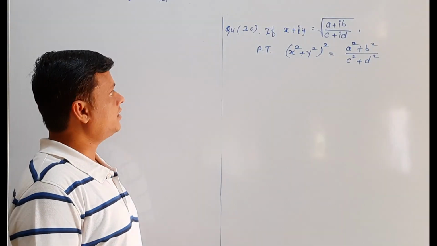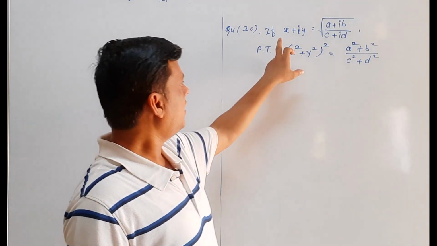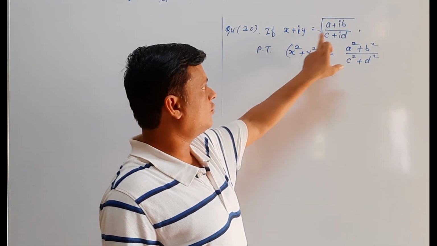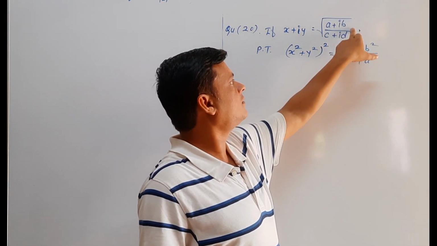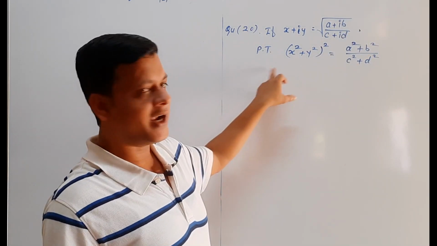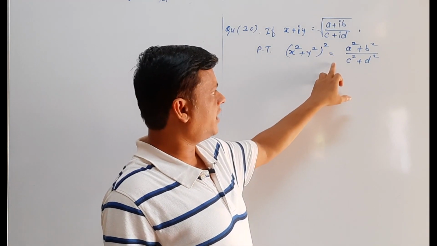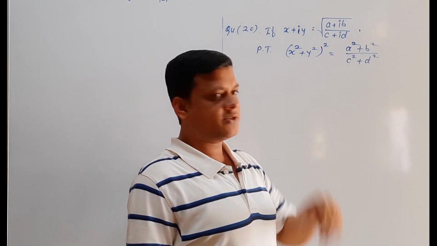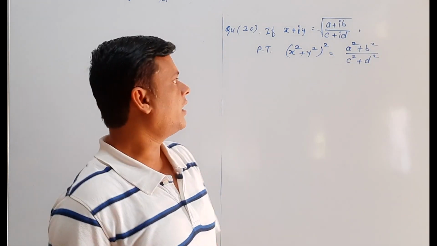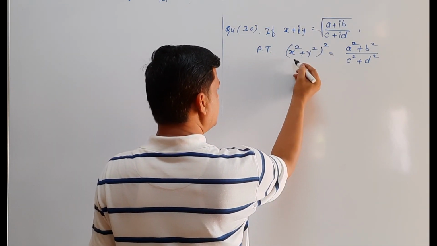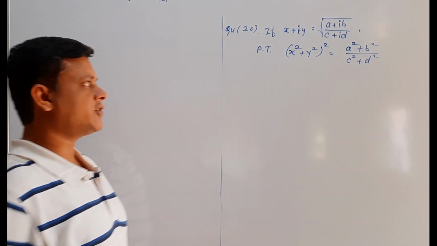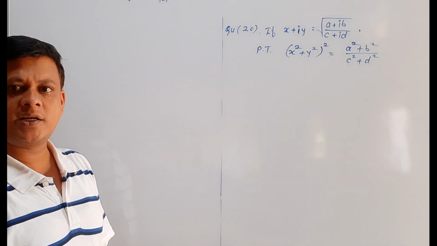Now see question number 20. If x + iy = square root of (a + ib)/(c + id), show that (x² + y²)² = (a² + b²)/(c² + d²). So the given part is x + iy. That means we have to find x² + y² first, then take its square.